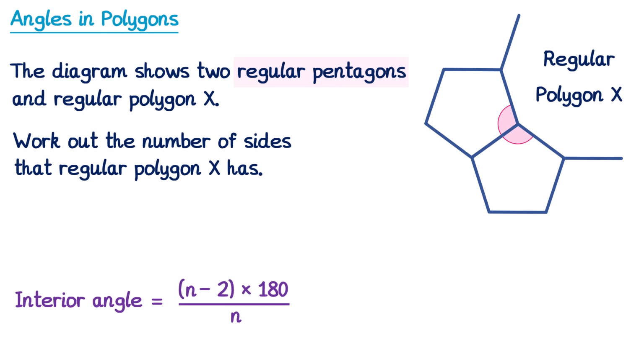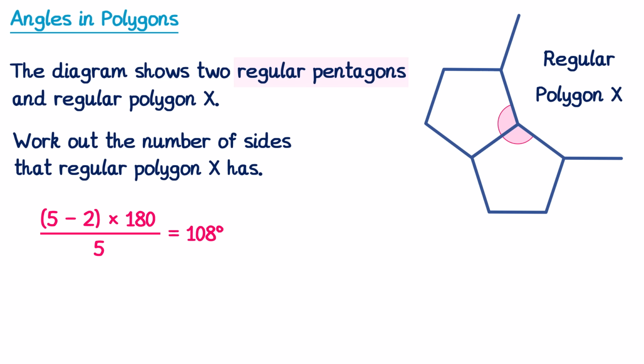A pentagon has 5 sides, so we do 5 subtract 2 times 180 divided by 5. This gives you the interior angle of 108. You might remember that one from before. So both of those red angles are 108 degrees.